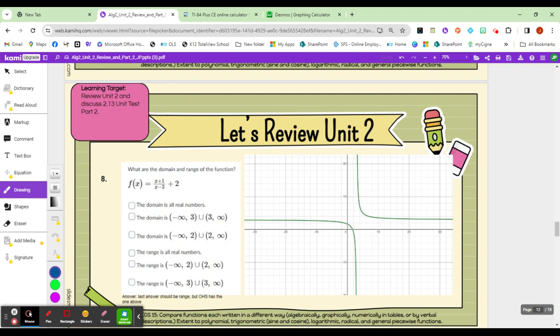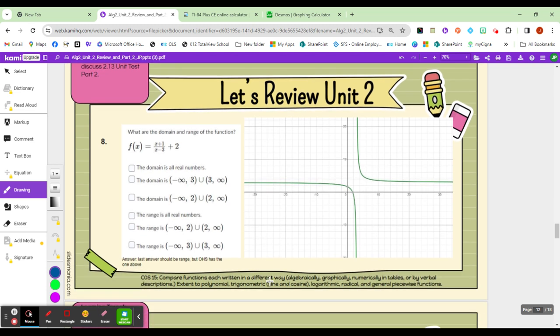And number 8. I think this is the last one. It says, what is the domain and the range? So again, domain are your x's. If you ever get confused, I think about alphabetical order. Range is your y. So domain comes before range in the alphabet. X comes before y. So I took this equation and I put it in Desmos.